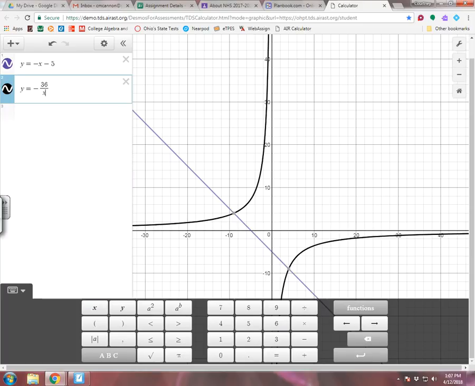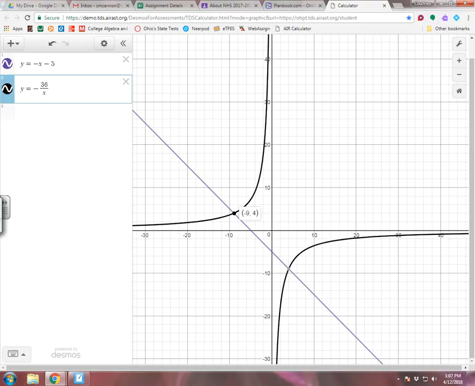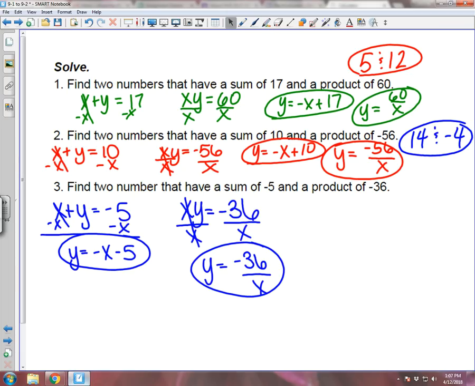Everybody doing all right? Did the same thing happen? Same numbers, just switched. Okay, so what are my answers here? What was it again? What happens when you add them? And when you multiply them? What can I do for you?